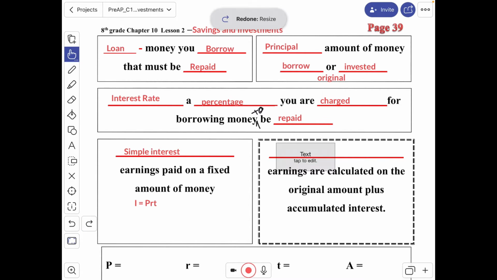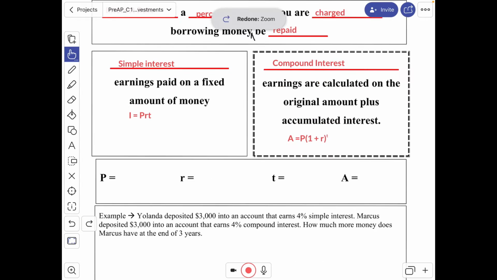And now we're going to add another formula for compound interest, which is earnings that are calculated on the original amount plus an accumulated interest. And there's the formula for compound interest. And they use some of the same letters.